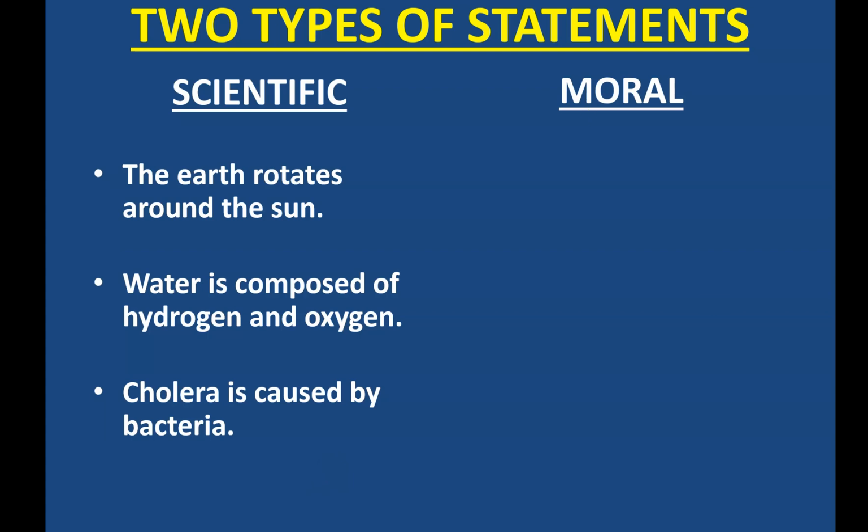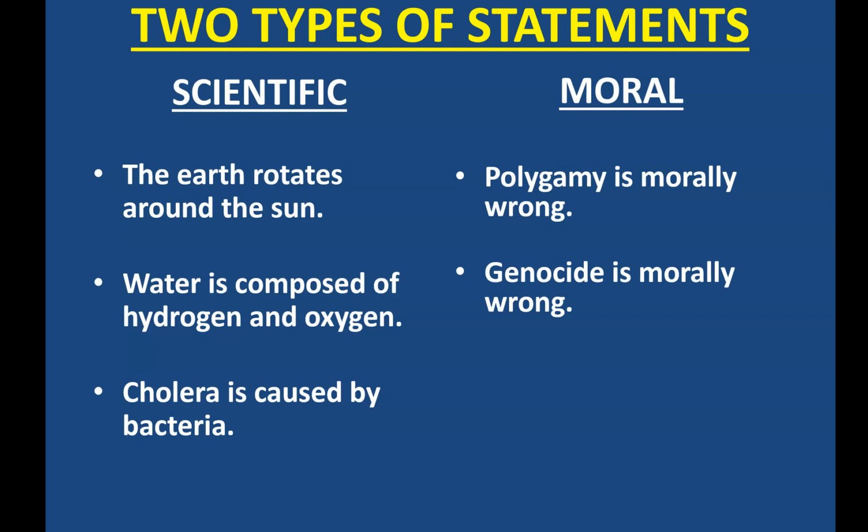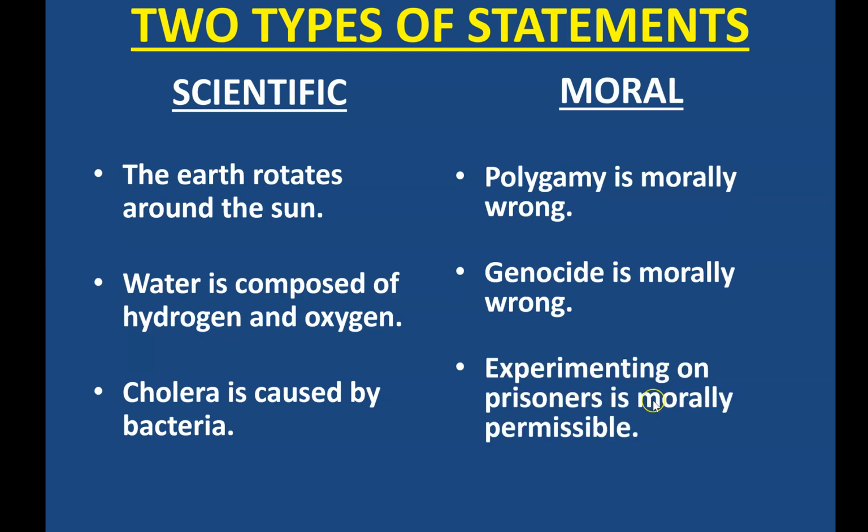But over here, there are moral statements too that have truth values. Like polygamy is morally wrong, or genocide is morally wrong, or experimenting on prisoners is morally permissible. All of those are statements that you can say true or false to, and all it has to do is make sense. It is true that polygamy is morally wrong. It is false that polygamy is morally wrong. As long as that makes sense, that makes it a statement. That gives it a truth value. All of these qualify, so that's what they have in common with scientific statements. And in a minute, we're going to discuss how the perspective on the truth value of these can put you into one of two competing camps within ethics.